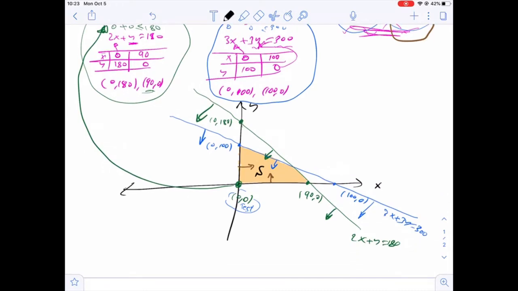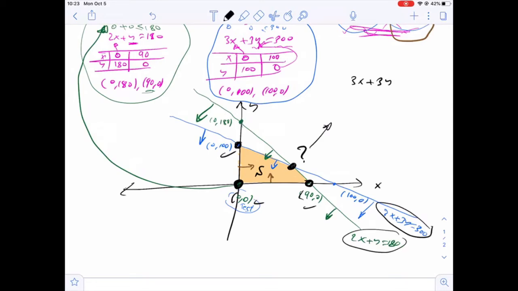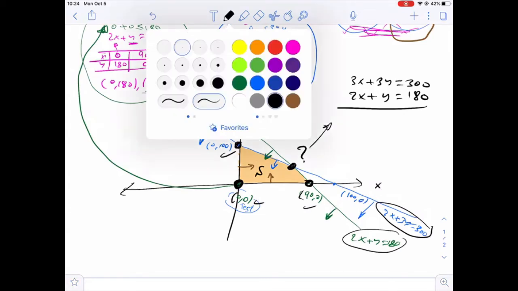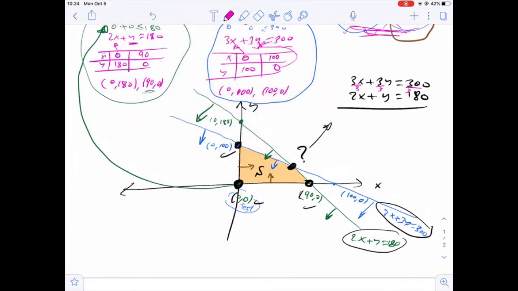Now we determine the corners. Since we are using the method of corners, we need to determine those points, those corners. This corner is 0, 0. This is 90, 0, but this is unknown. This is 0, 100, and we knew from previous videos how to find the unknown corner. We look at the lines that make this corner, the intersection of this line and this line. We have 3x plus 3y equals 300, and 2x plus y equals 180, and then we can solve this.